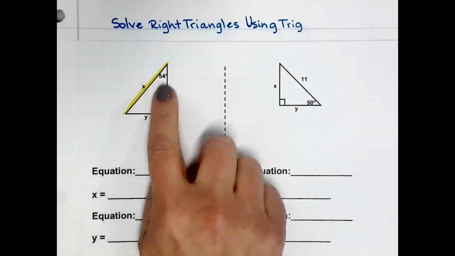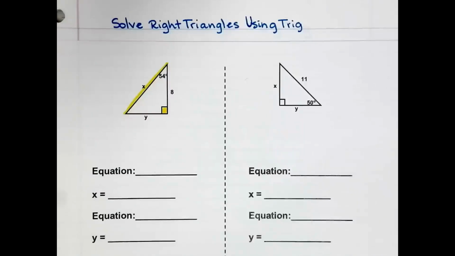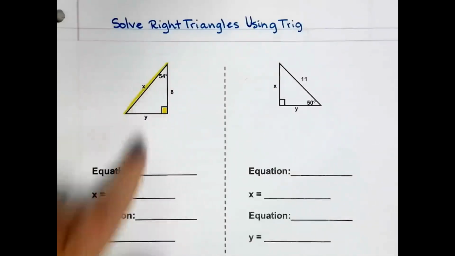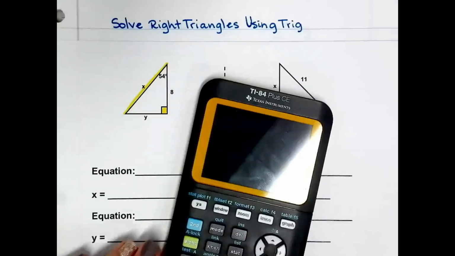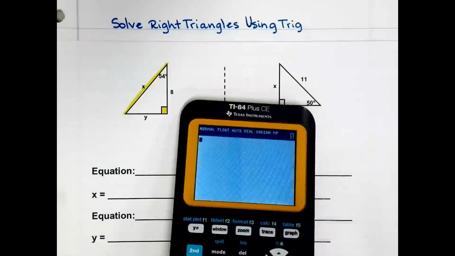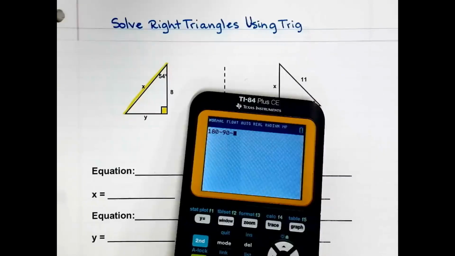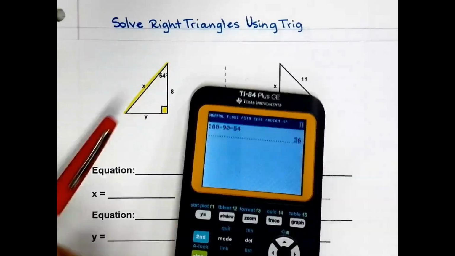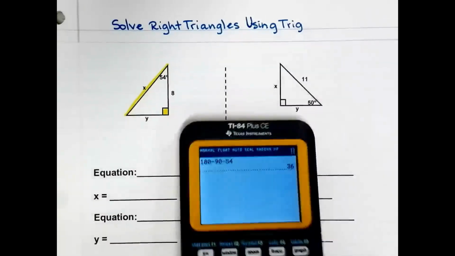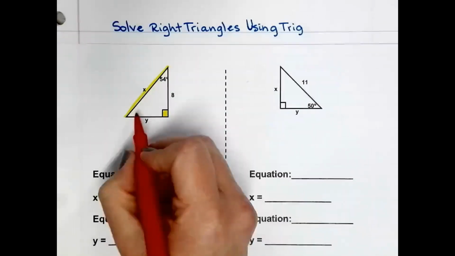You can choose to complete the missing angles right there. Remember that if you add up all the angles on the inside of a triangle, they add up to 180. So that's what we're going to do. 180 minus 90 minus 54 will give you the missing angle on the other side. So 36.